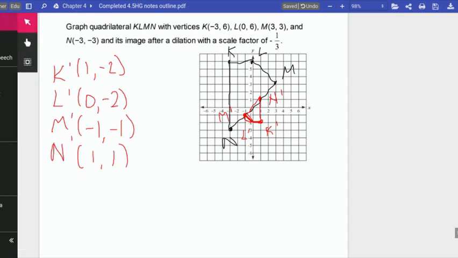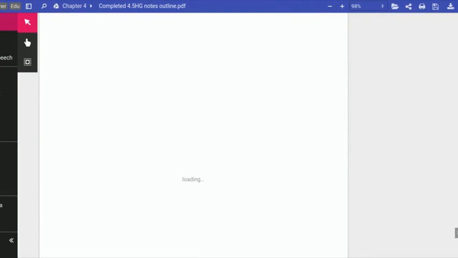All right, that is all I have for dilations. Here's a blank page to write yourself notes or give yourself an encouraging message like you got this.